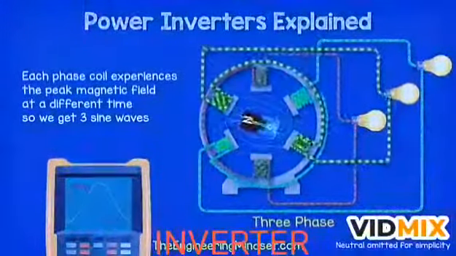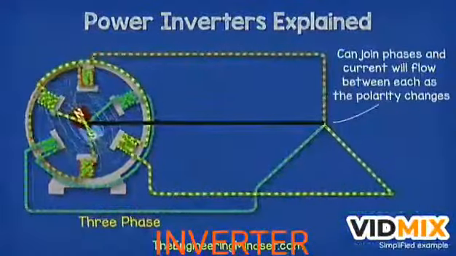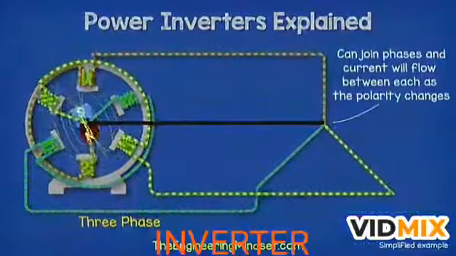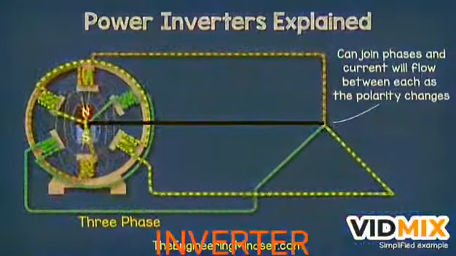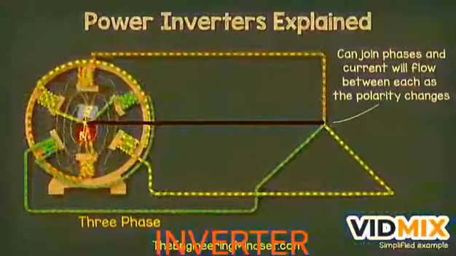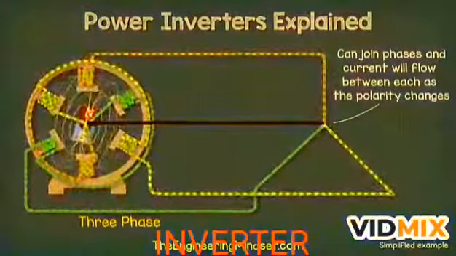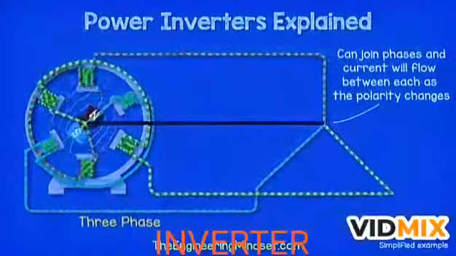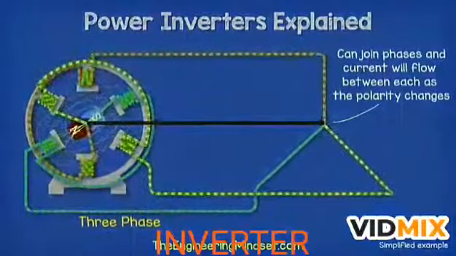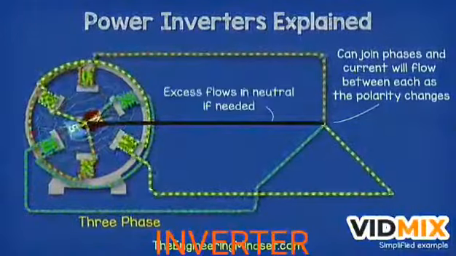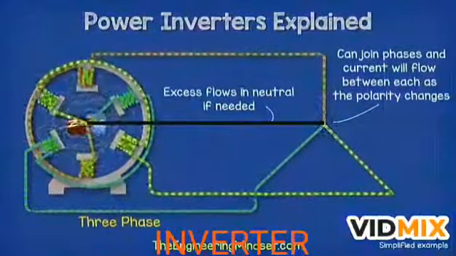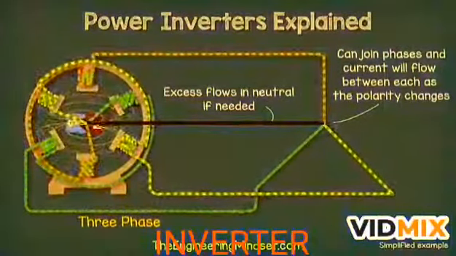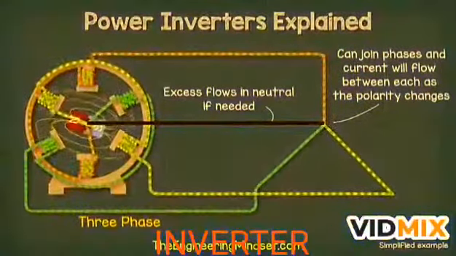sync from the previous. Remember, electricity wants to get back to its source in a complete circuit. As the current is flowing forwards and backwards at different times in each of the phases, we can essentially connect the phases together and the current will move between the different phases as the polarity of each phase moves forwards and backwards at different times. Any excess will flow in the neutral back to the source if needed, but that's only if the load on any of the phases is unbalanced.